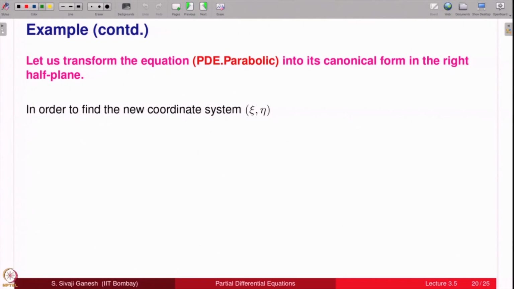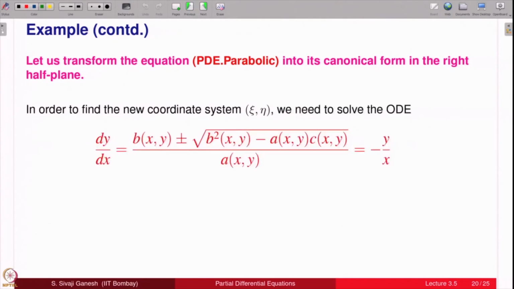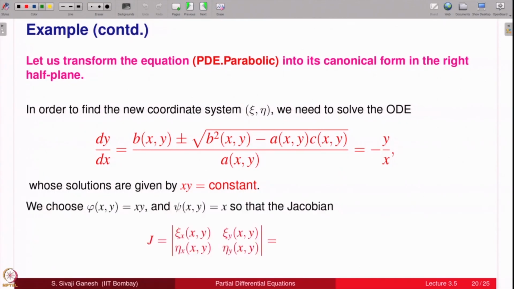So, we need to find a new coordinate system. For that we have to solve dy by dx equal to minus y by x, which will give us phi of xy, and then we have to make a choice for psi. That is the procedure for parabolic equations. Solutions are very easy here, they are given by xy equal to constant. So, we need to choose psi such that the Jacobian is non-zero.